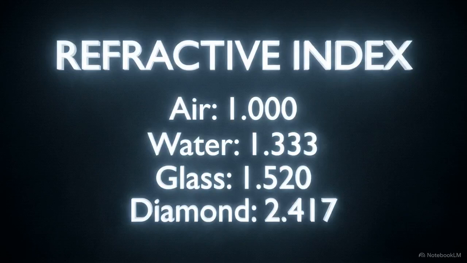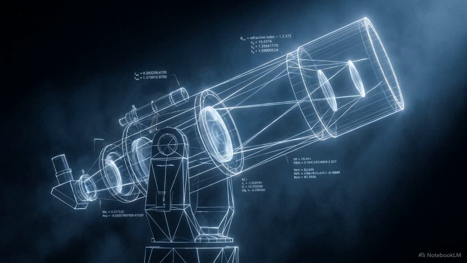Calculating this deviation reveals a material's refractive index, the precise measurement of how different mediums alter the speed and path of light. By mastering this invisible geometry, we gain the mathematical framework required to measure and map the physical universe.